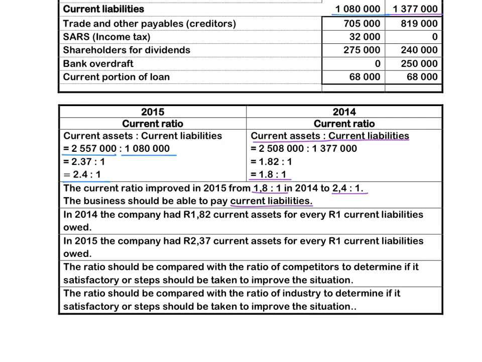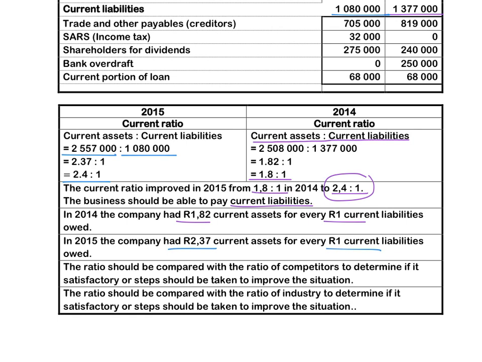But we also have to calculate the asset test ratio to see how much inventory is included in this R2.40, because that can determine that the inventory is too high and the business will not be able to pay. In 2014, the company had R1.82 current assets for every R1 current liabilities. In 2015, they had R2.37 current assets for every R1 liability.